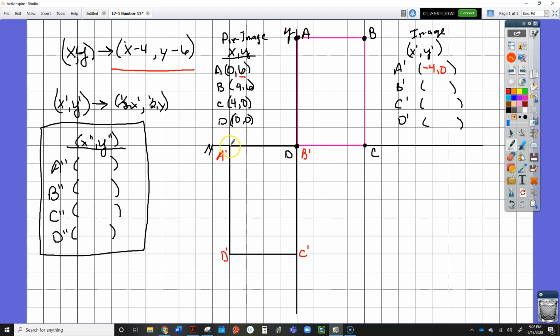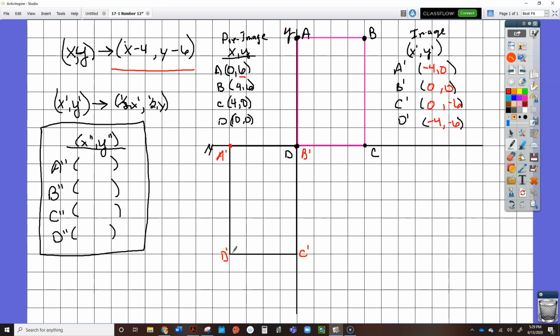Move the figure and then see where the new point ends up, or do the arithmetic on each point and then see where it ends up. So 4 minus 4 is 0, and 6 minus 6 is 0. So B prime right here should be at 0, 0, and it is. And then 4 minus 4 is 0, and 0 minus 6 is negative 6. So C is down here at 0, negative 6. And then, of course, D is 0 minus 4, which is negative 4, and 0 minus 6 is negative 6. So D is down here at negative 4, negative 6.